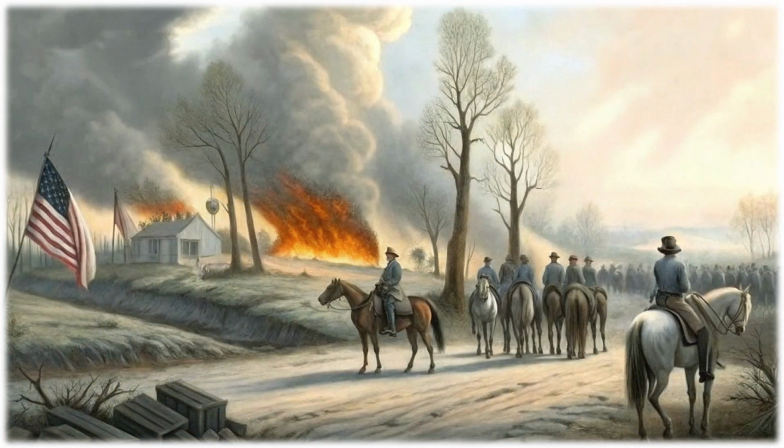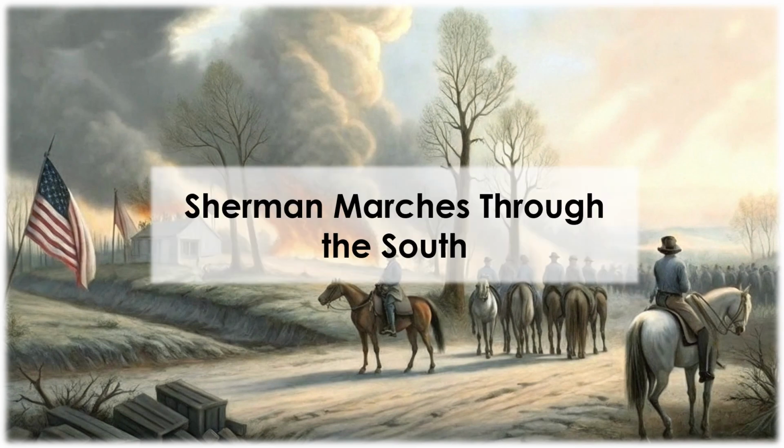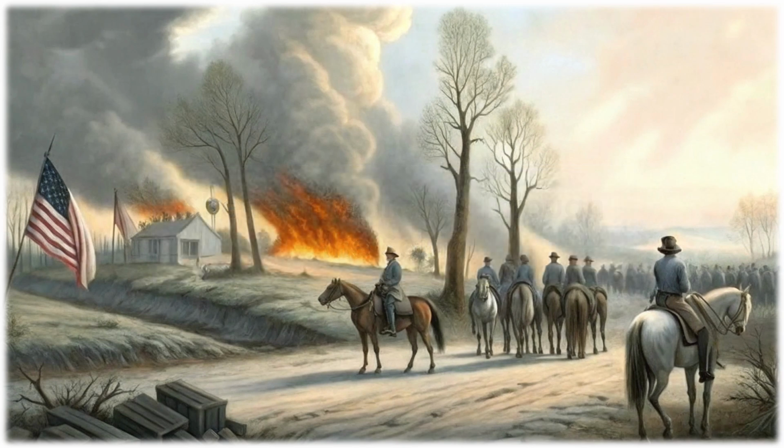In 1864, General Sherman led an army through Georgia. He destroyed cities, fields, and railroads to weaken the South. His march to the sea was brutal but successful. The Confederates were crushed.